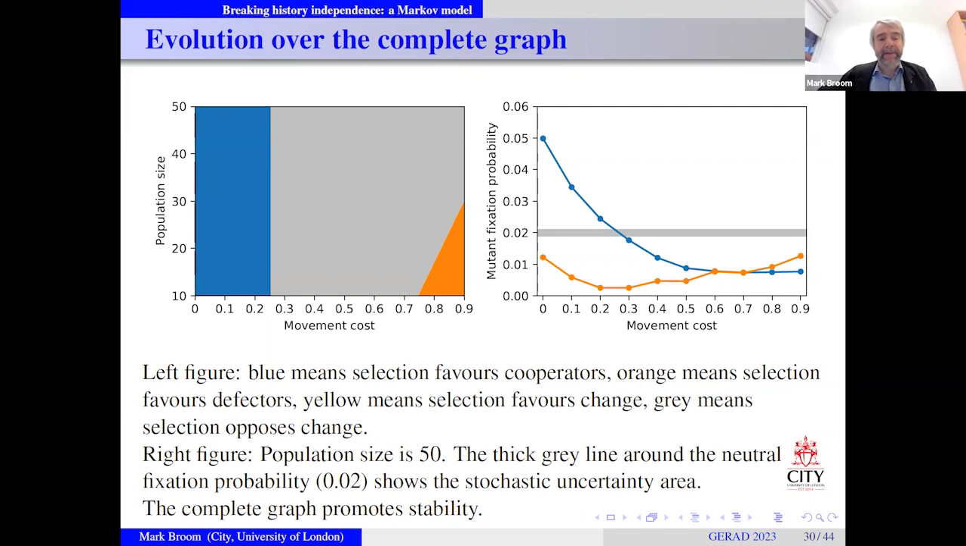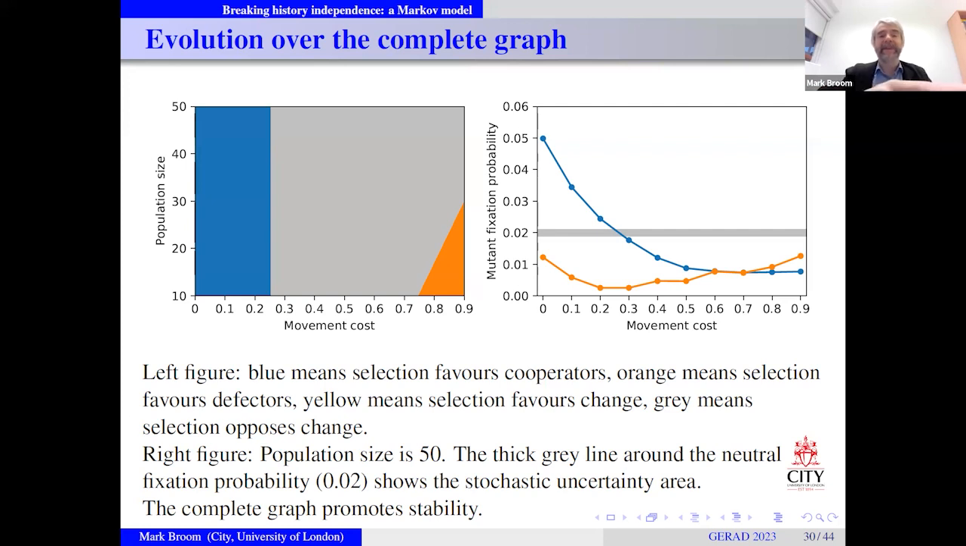On the complete graph, if the cost is pretty small, then our population favors cooperation. Blue means cooperators do better than 1 over n, and so you can actually see the stripe. The figure on the right runs along the top row where there are 50 individuals, and when the movement cost is low, you've got this blue region where the blue line is above the grey horizontal line and the orange line is below it. And then when you get beyond that, both are below. That means there's resistance to invasion from both types, so it opposes change. So it favors stability.